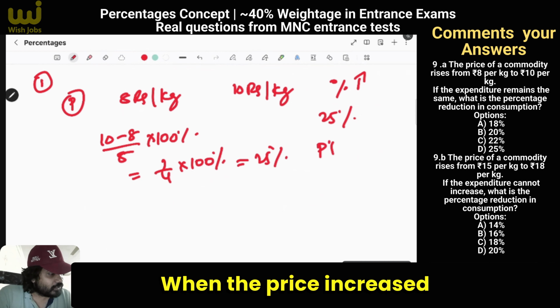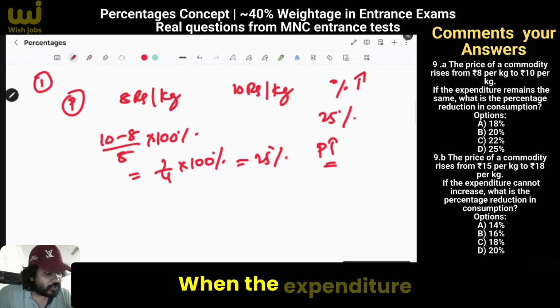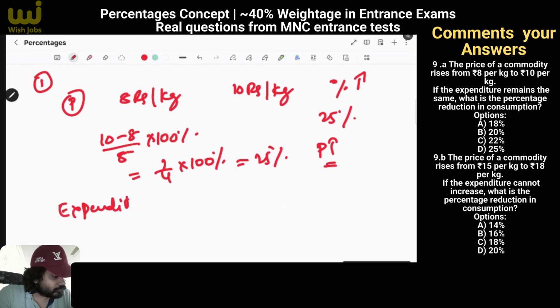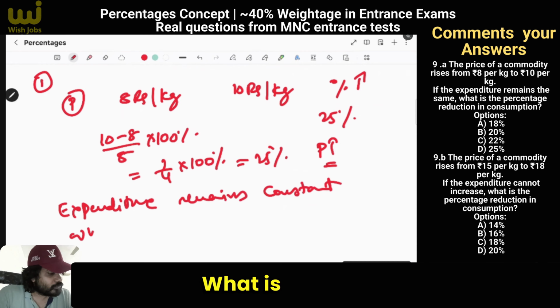Okay, when the price increased by 25%, when the expenditure remains constant, what is the reduction in consumption?